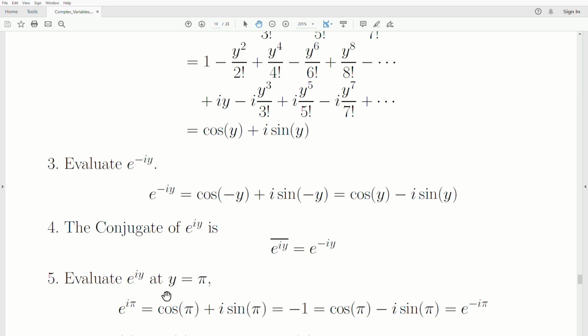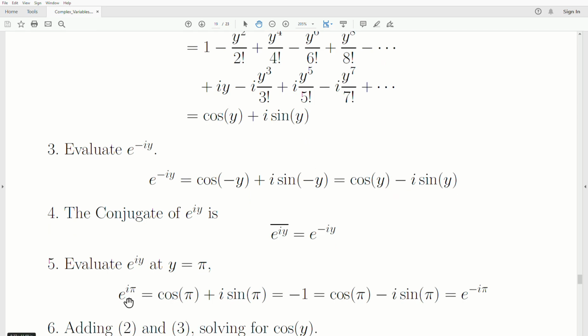let's evaluate e to the iy at y equal pi. So that means we are evaluating e to the i pi. So that means you put in pi. Cosine of pi is -1. Sine of pi is 0. So we get -1.